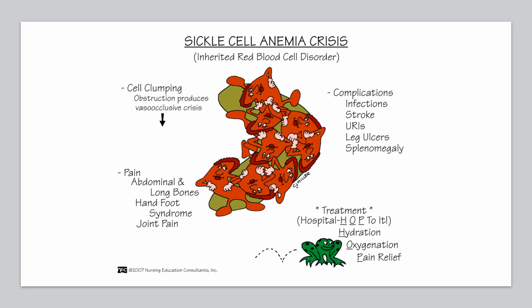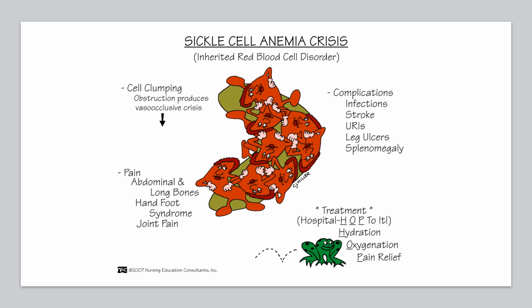When cell clumping occurs, that means that vaso-occlusive obstruction is causing significant pain, and organ damage is now a big concern. Signs and symptoms of cell clumping could be fever, tissue engorgement, swelling of the joints. They are going to have lots of pain. We've talked about that. Abdominal, long bone. They'll have that hand-foot syndrome, which is that dactylitis, which are those sausage fingers.